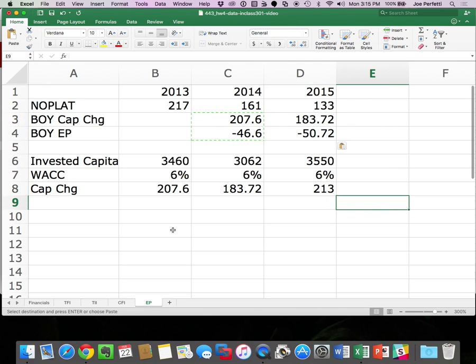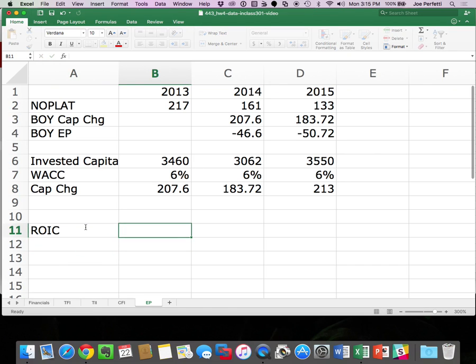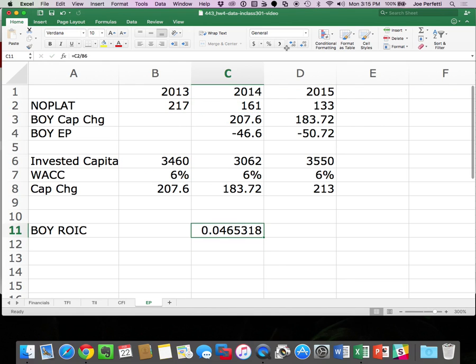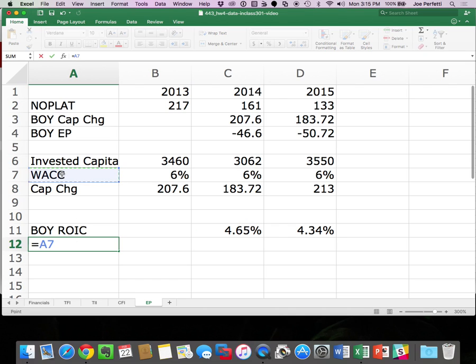All right, method number 2 is the spread method. To do the spread method, we look at our ROIC. What is our ROIC? Well, the advantage is it's right here, but what we do is we use the beginning of year ROIC for the same reason. And our beginning of year ROIC equals current year NOPLAT divided by last year's invested capital. We'll do that as a percent. Copy, paste. We use the same WACC, and that gets us something called a spread.